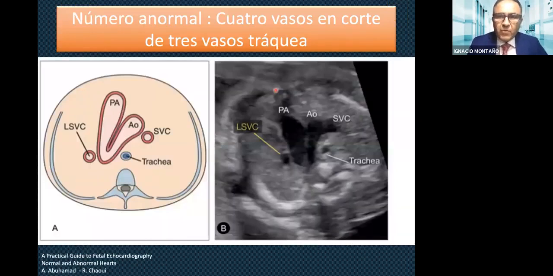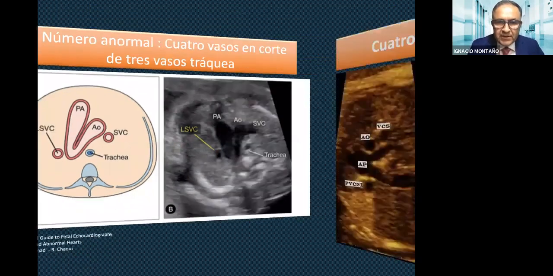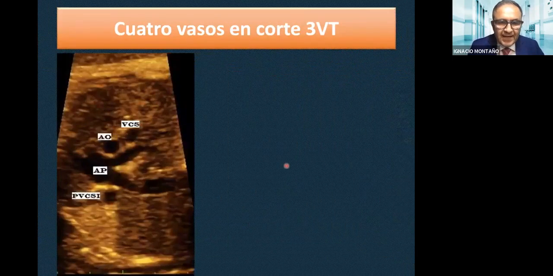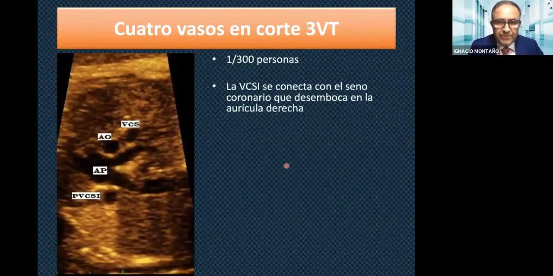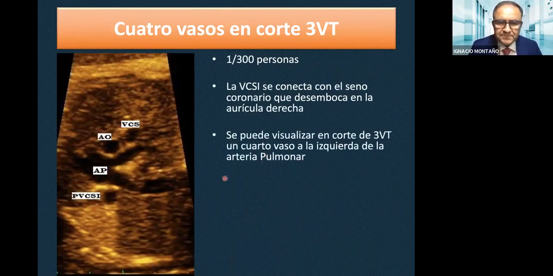Abnormal number of vessels, 4 vessels in the 3-vessel tracheal view. When we evaluate a 4th vessel to the left of the pulmonary artery, we will immediately suspect that it is a persistent left superior vena cava. And this occurs in 1 out of 300 people. The left superior vena cava will connect to the coronary sinus, which will drain into the right atrium, and this 4th vessel will be visualized to the left of the pulmonary artery.